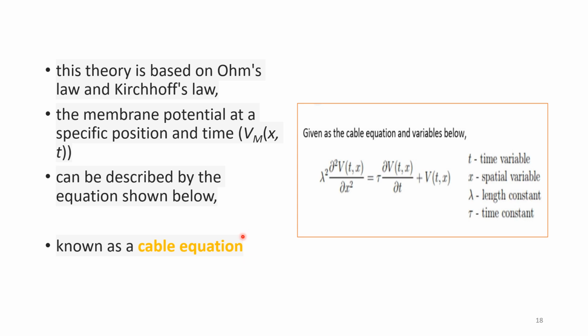Actually, this cable theory is based on Ohm's law and Kirchhoff's law. Here we can determine the membrane potential at a specific position and at a specific time. Position is x and time is t. Membrane potential is Vm. This can be derived by this equation. This is the cable equation. t is the time variable, x is the spatial variable, lambda is the length constant, tau is the time constant. This is known as the cable equation.